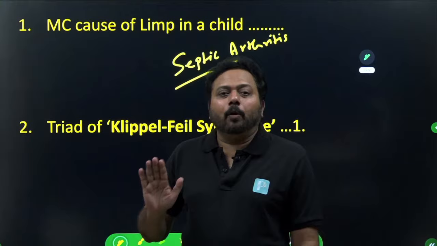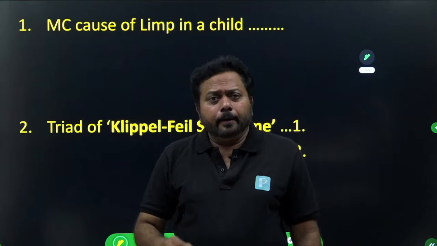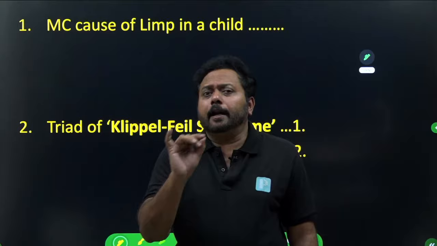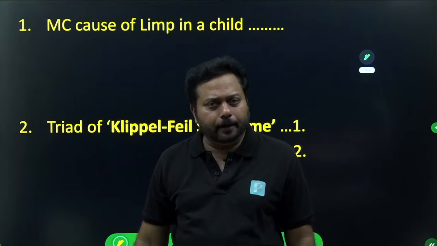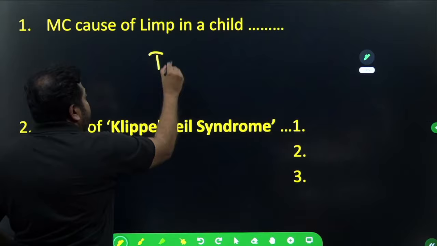What is the treatment of transient synovitis hip? Observation. You just have to immobilize the child. Give bed rest for 14 days. Antibiotics are not needed. If at all needed, give a non-steroidal anti-inflammatory drug like Brufen, that's all. This is the treatment protocol. Septic arthritis is totally a different condition. Since I told the most common cause of painful limp, you should know the most common cause of painless limp is DDH.